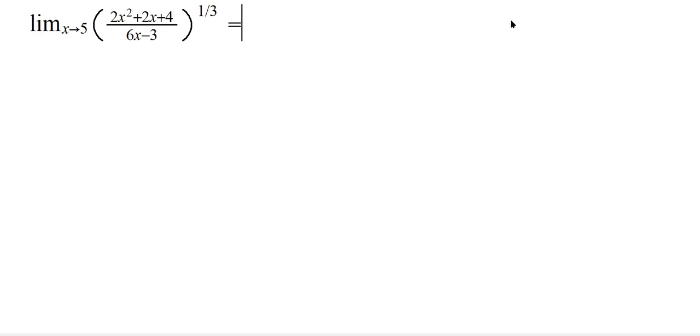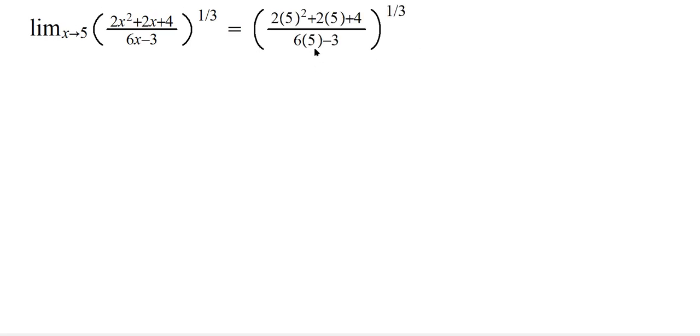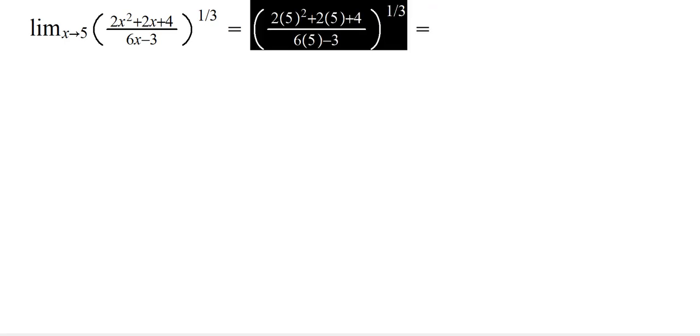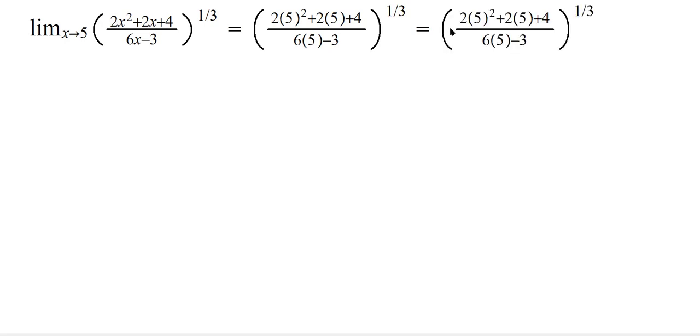So this limit simply will be, with 5 being substituted for x, the numerator you can calculate is 64, and the denominator is how much? 27. So the limit is simply that quotient, the cube root of 64 being 4, divided by the cube root of 27 being 3. So that's our limit here at 5.